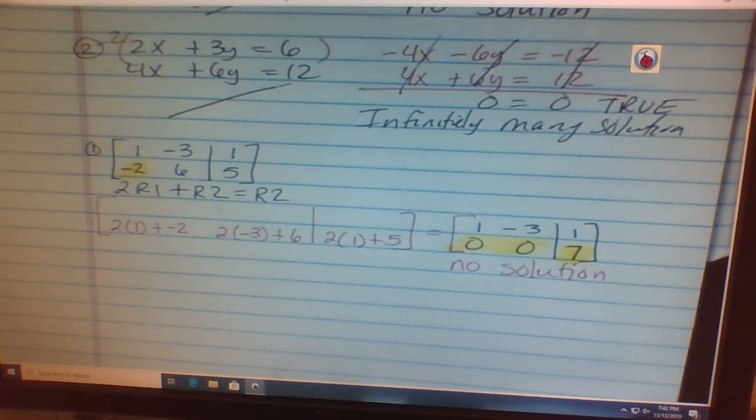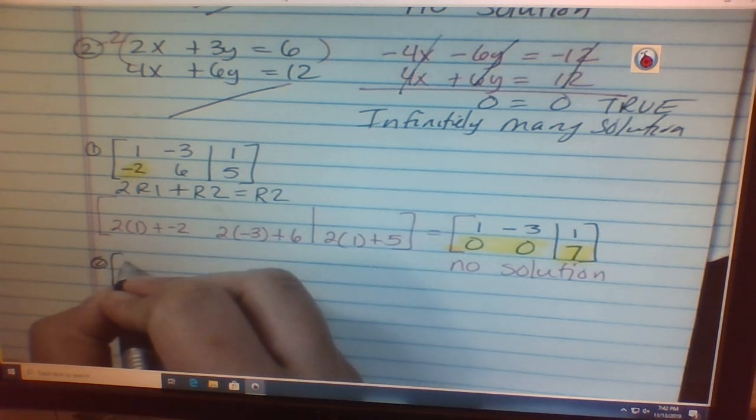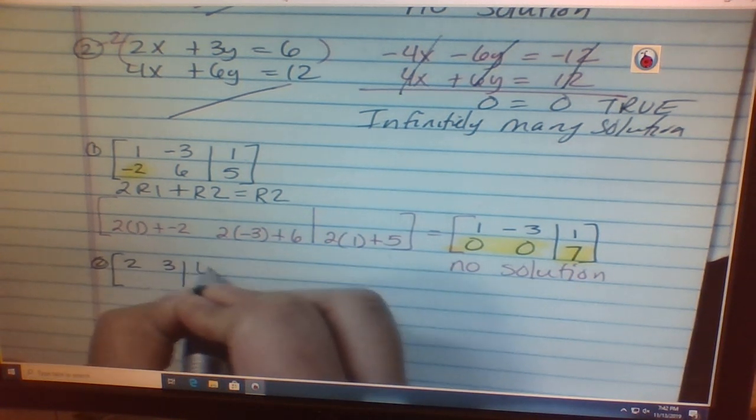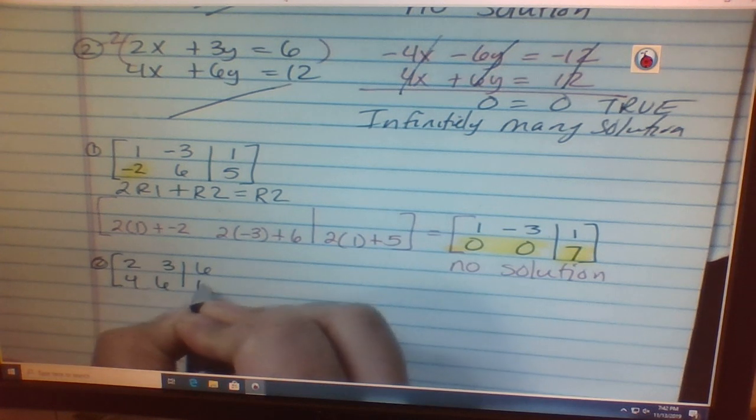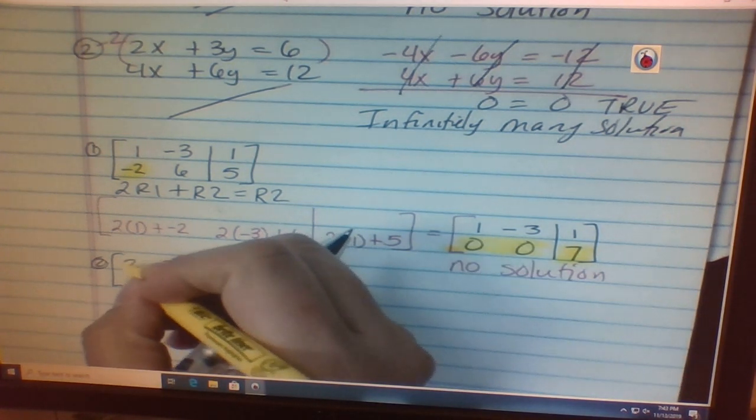Now, this is what a no solution looks like, but let's figure out what an infinitely many looks like. So problem number 2, I have a 2, 3, 6, 4, 6, 12. So what's the first thing I want to do? Make the 2 a 1. And that's the easiest thing.